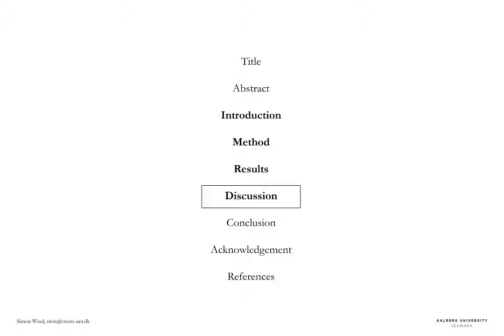Discussion. In some fields of academia, there's a very strict division between results and discussion, the first being an objective presentation of findings and empirical data, and the latter being the place in which the researcher presents his or her own personal interpretation and analysis of the data.